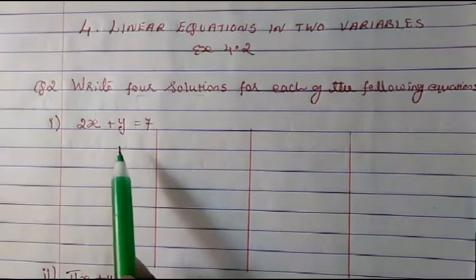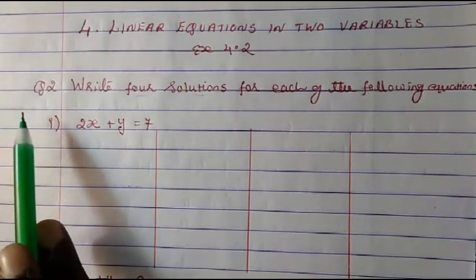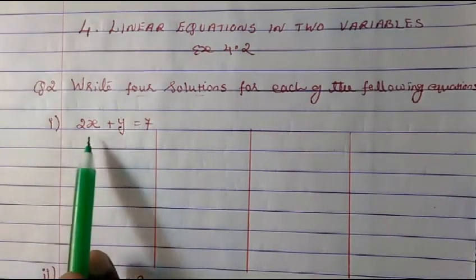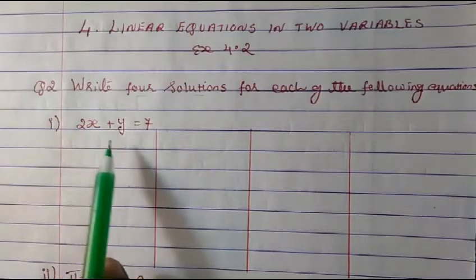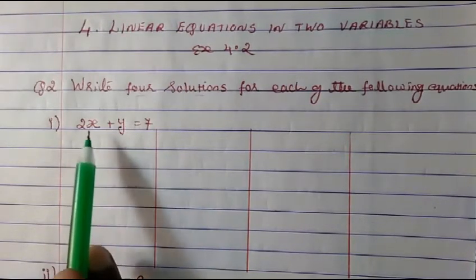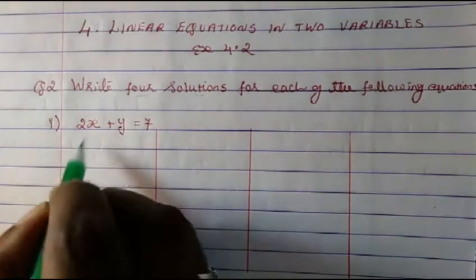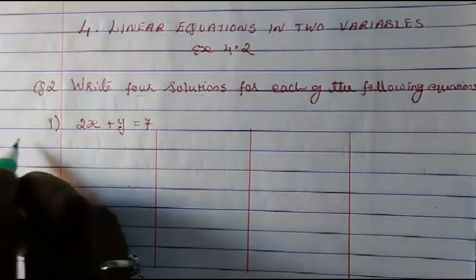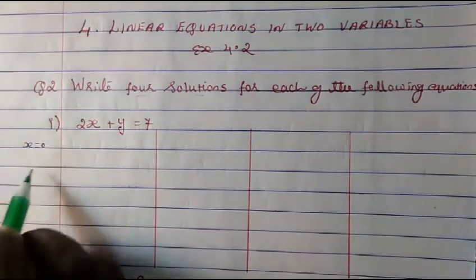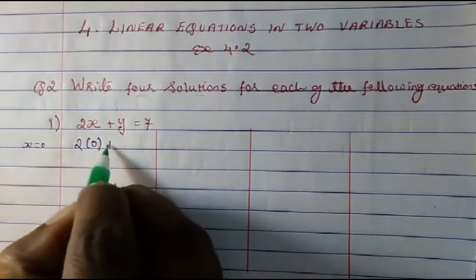Now how to find the solutions? Already in question 1 we have done how we find the solution. For any one variable we have to give the value and then find out the value of the other variable. Any one you can give, either for x or for y. So let's begin. In the place of x, I'll take x as 0.